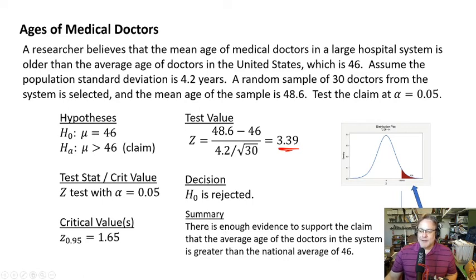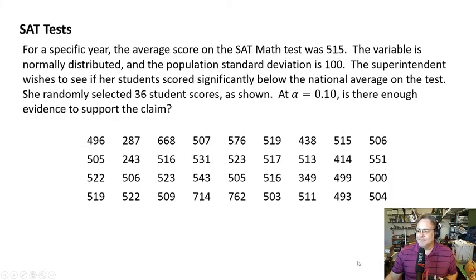So to summarize, here's how we say this. There is enough evidence to support the claim that the average age of the doctors in the system is greater than the national average of 46. See, that's how we report things as statisticians here. There's enough evidence to support the claim that the average age of the doctors in the system is greater than the national average of 46.